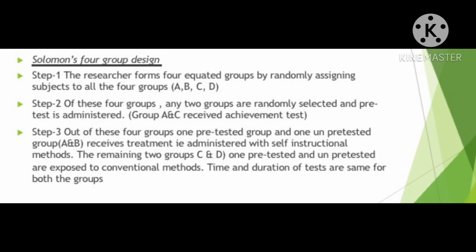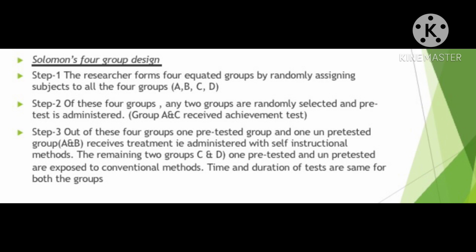Next one is Solomon's four-group design. Here there are four groups. One is taken as an experimental group and the other three as control groups. In step 1, the researcher forms four equated groups by randomly assigning subjects to all the four groups. There are four groups: A, B, C and D.